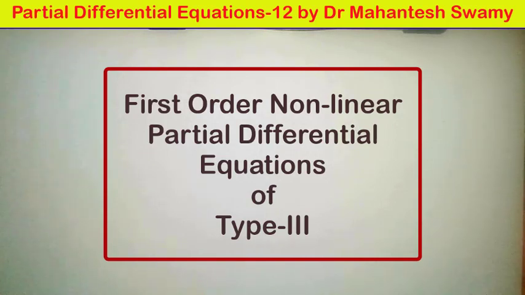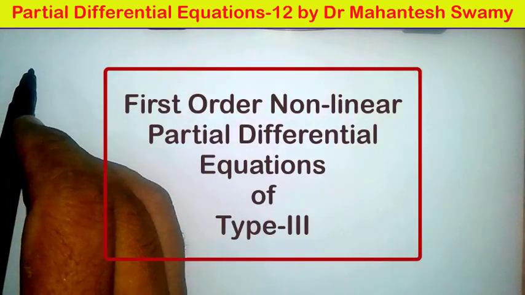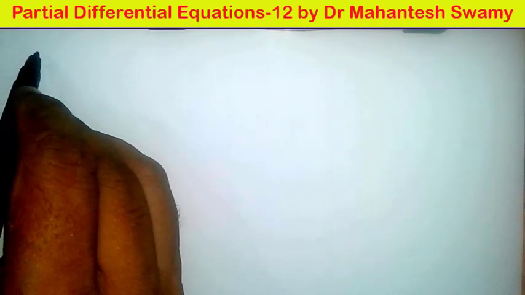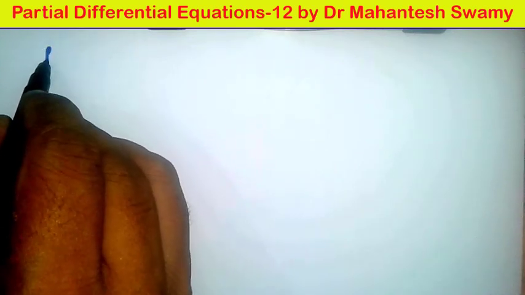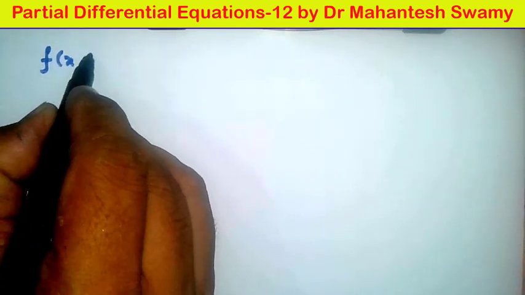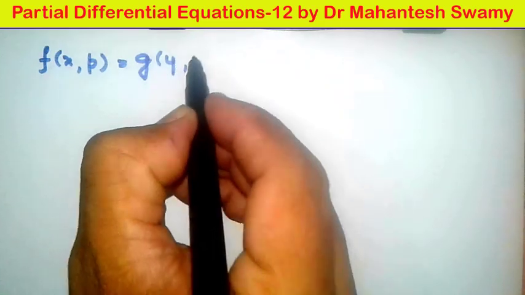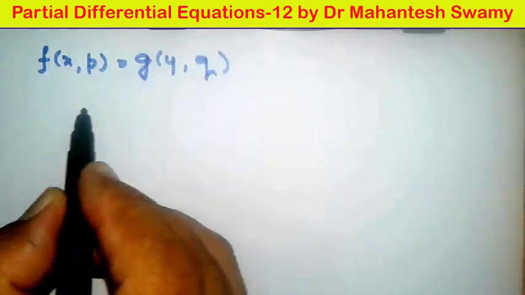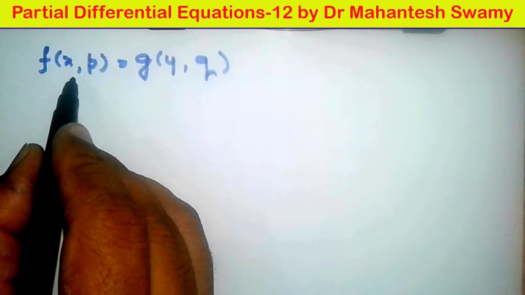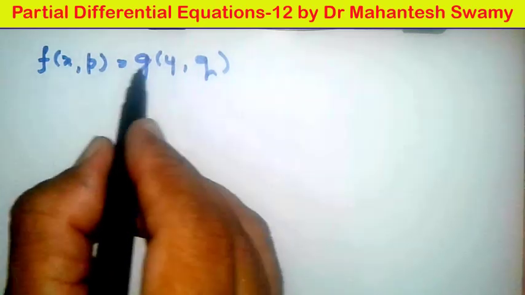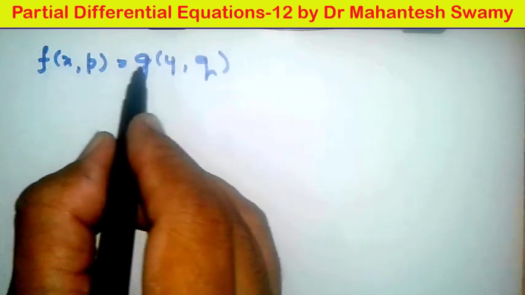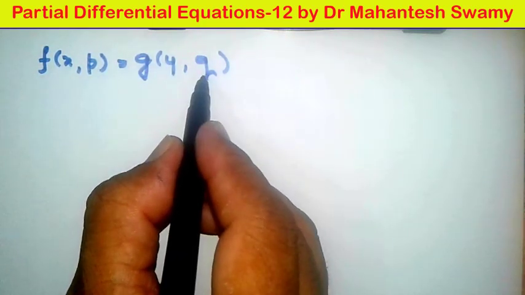Hello everyone. In this video lecture, we shall discuss the nonlinear partial differential equations of first order which are of type number 3. The differential equations of type 3 are of the kind f of x comma p equals g of y comma q. The meaning here is that in the given partial differential equation, there will not be any z term, only x, y, p and q terms will be there.